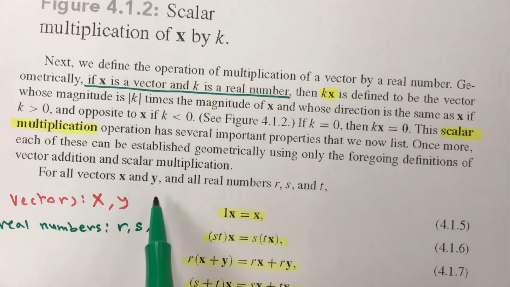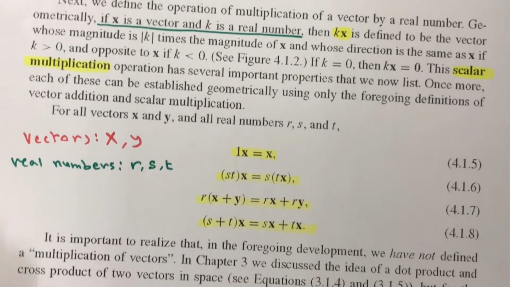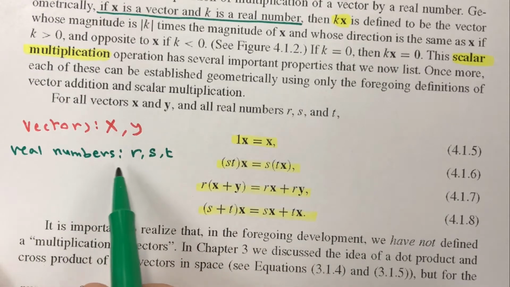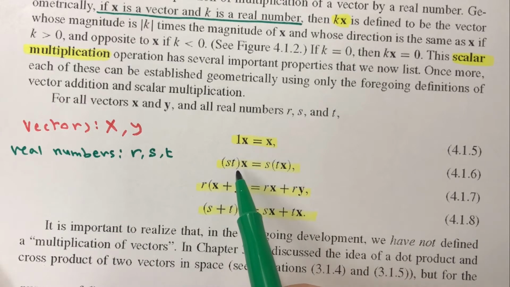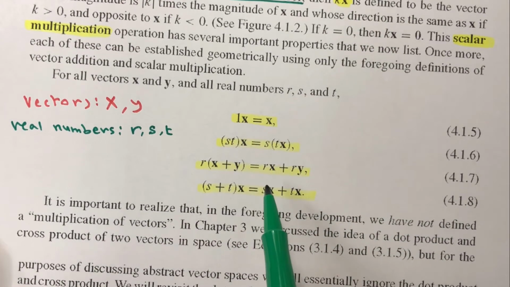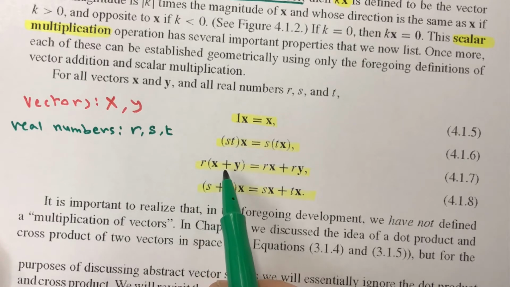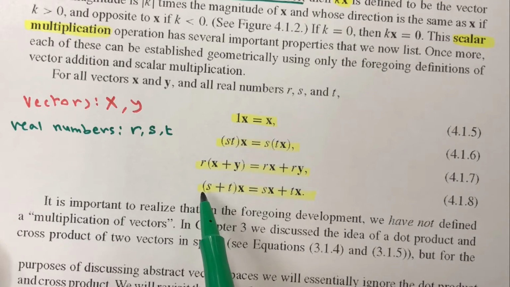For all vectors x and y and all real numbers r, s, and t, scalars, we have the following. If you multiply a vector x by 1, it stays the same. If you multiply a vector x by 2 scalars this way, you could do the multiplication of t first, then multiply by s. Those are just properties that I'm sure you could agree on and follow. r times x plus r times y, you could do that. And you could do s times x and t times x. Or of course you could add s and t first, whatever works.